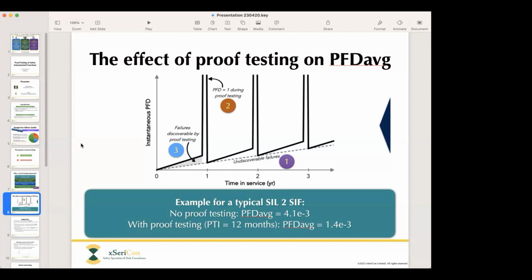And this is a fairly typical result that we see. So it's worth having. It does make this SIF 3 times more effective, but it's not going to completely change the performance of the SIF, let's say, from a SIL1 to a SIL3 rated SIF. It's not a magic bullet for solving all problems.